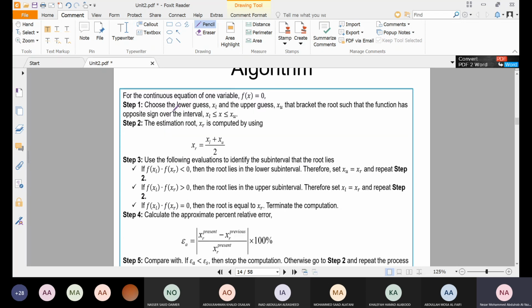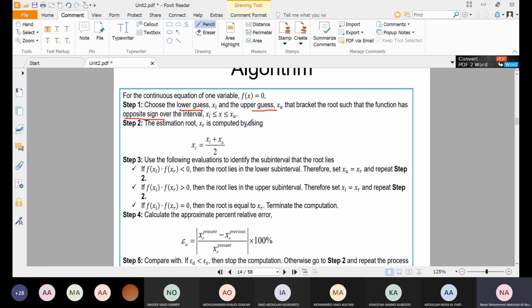So the algorithm that we usually use, as we said: the function should be continuous. Choose random guesses for the lower bound and upper bound. If we evaluate the function at these terminals, they should have opposite signs. That means if I multiply f at x_l by f at x_u, I should have a negative sign. Otherwise I will stop my iteration here.